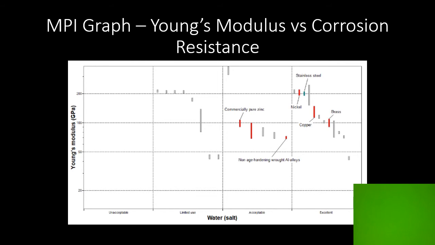In this slide, we are looking at an MPI graph comparing Young's modulus against corrosion resistance. The corrosion resistance of a material is another important consideration for this part. To reflect this, a weight factor of 0.3 was applied. Of the 6 chosen materials, the highest corrosion resistance values are associated with brass and copper.